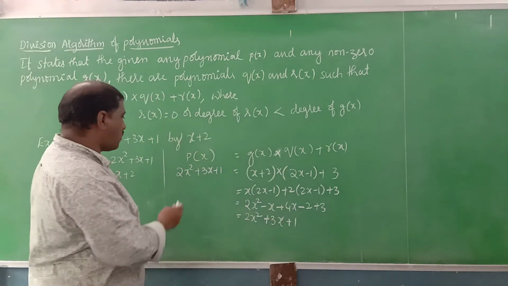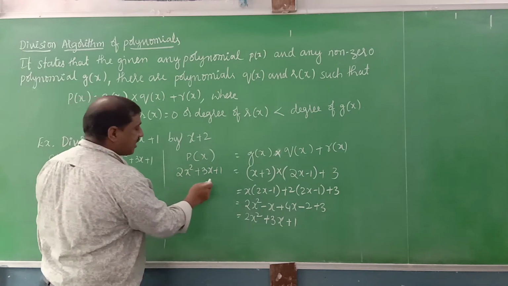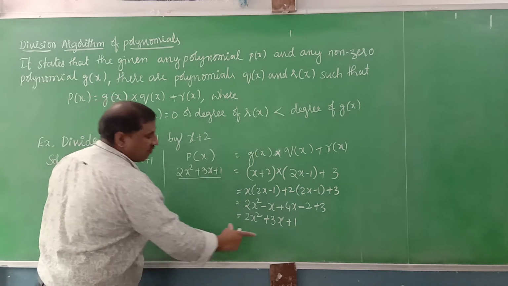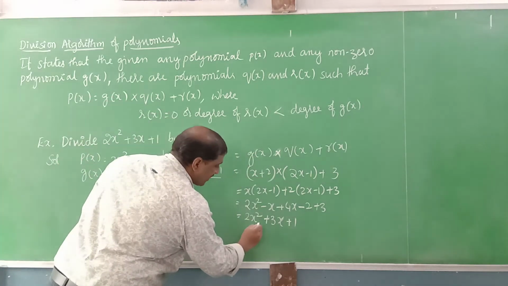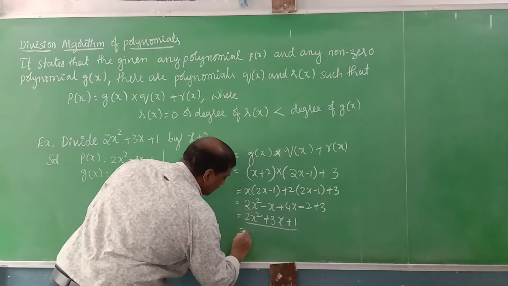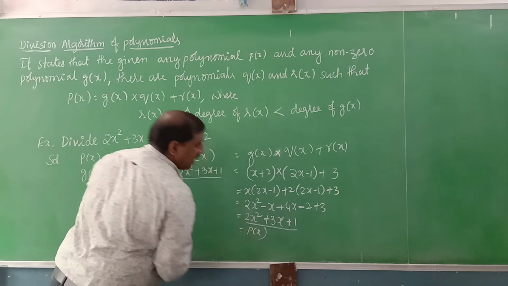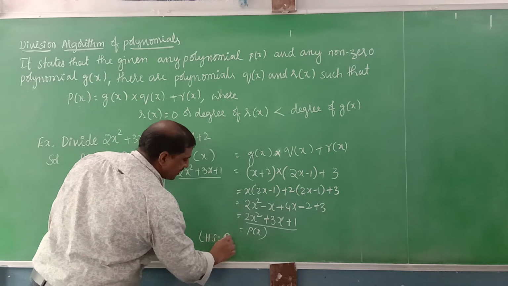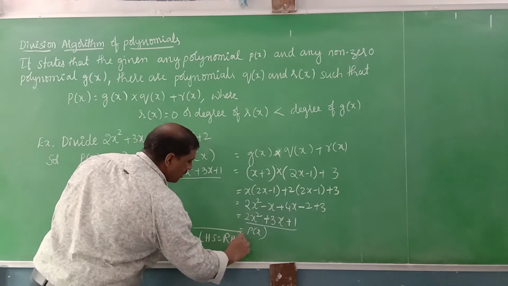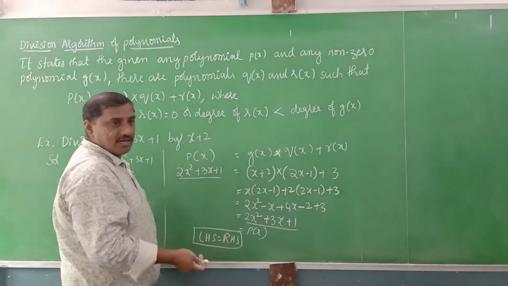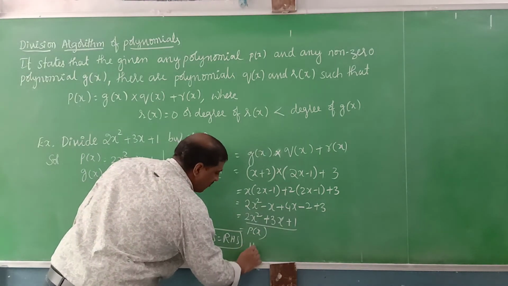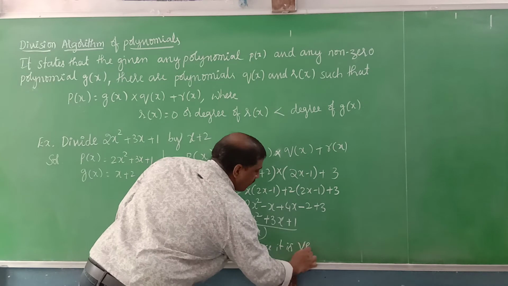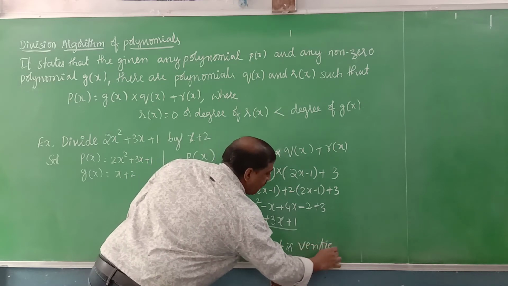So now what is the result? The given dividend polynomial P of x is 2x square plus 3x plus 1. What did we get on verification? 2x square plus 3x plus 1. This is P of x. Now both are equal or not? That is, LHS is equal to RHS. Hence it is verified. So the division algorithm is verified.